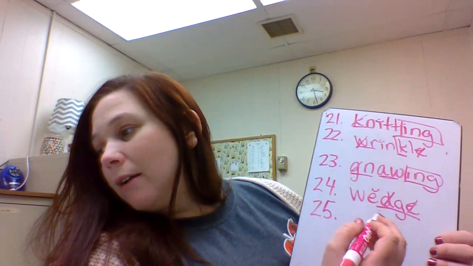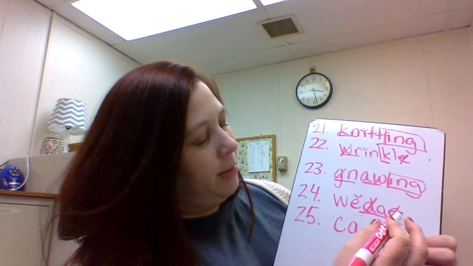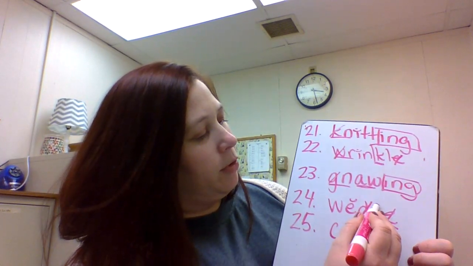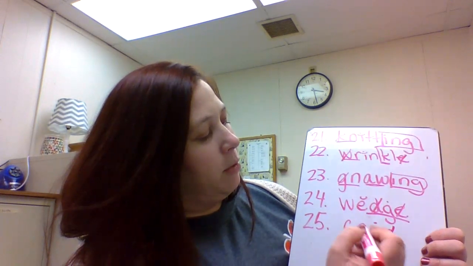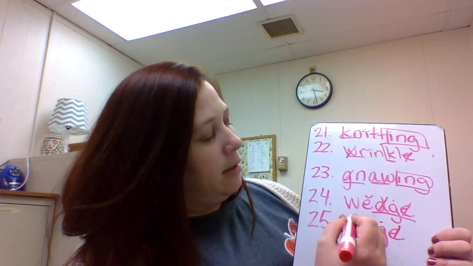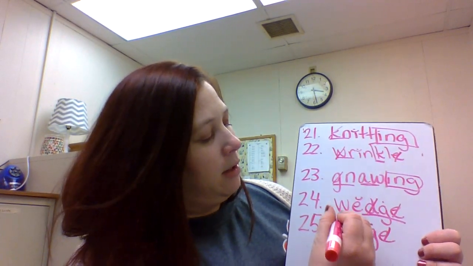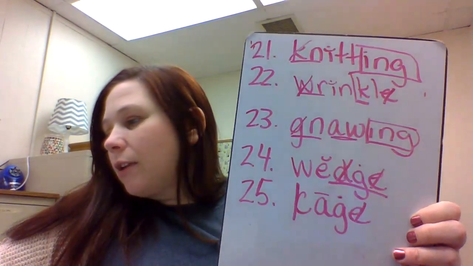Number 25, cage. Here, this isn't a digraph, we just put our G, or we put our dot on top of that G too. Dot on top of the G, the E gets marked off, the A gets a macron, because it is also vowel, consonant E, and our C gets a K back. Make sure you have all those and then draw a line over to the picture that matches.